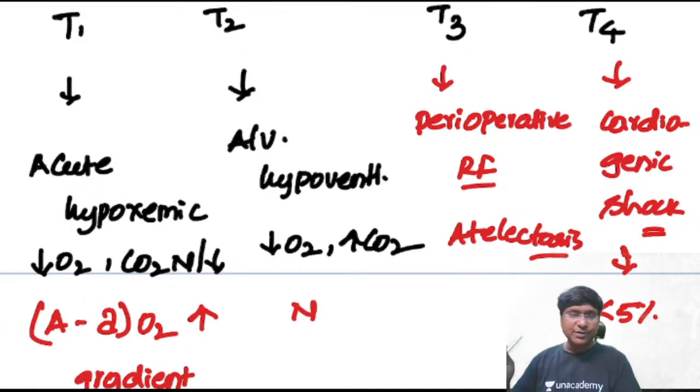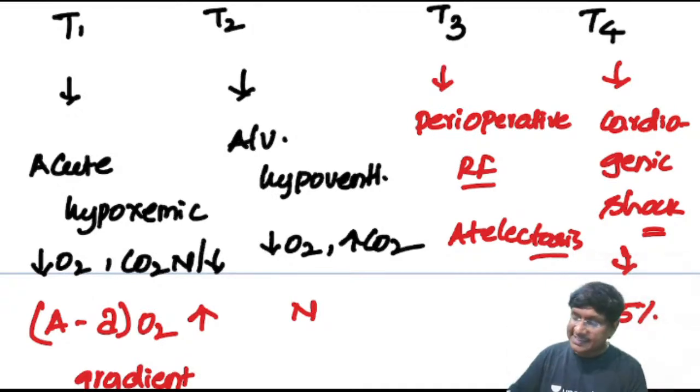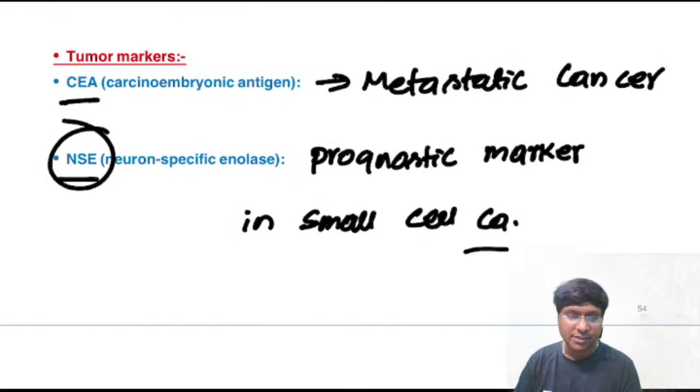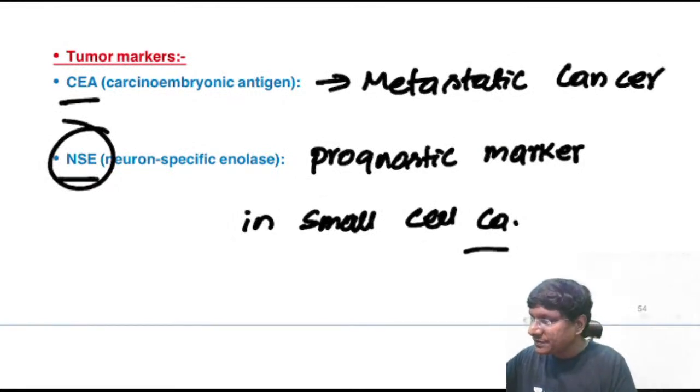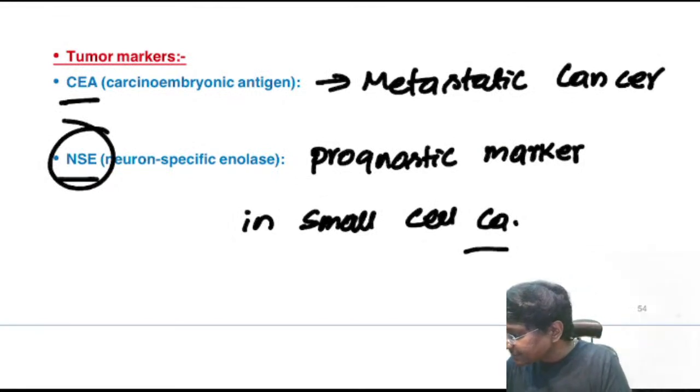In type 1 you have hypoxia and carbon dioxide levels will be normal or reduced, and in type 2 you will have hypoxia and hypercapnia. Type 3 is perioperative respiratory failure, and type 4 is secondary to cardiogenic shock. So this is about the types of respiratory failure. Now we'll see some quick questions.